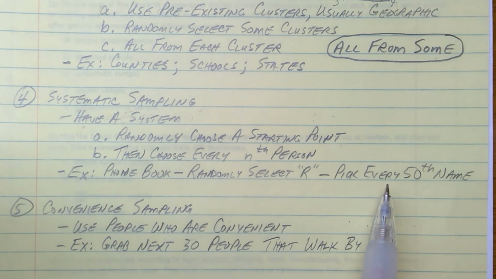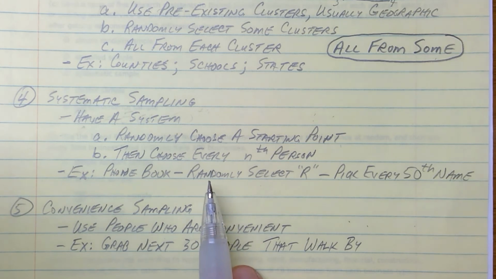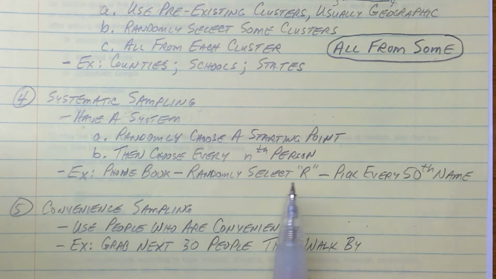And after that, we picked every 50th name and called them for an interview or a survey or something. Or it could be every 30th name or every 100th name. It's whatever number you pick here. But you've got to make sure you start at a random place. That gives everybody a fair chance of winning.